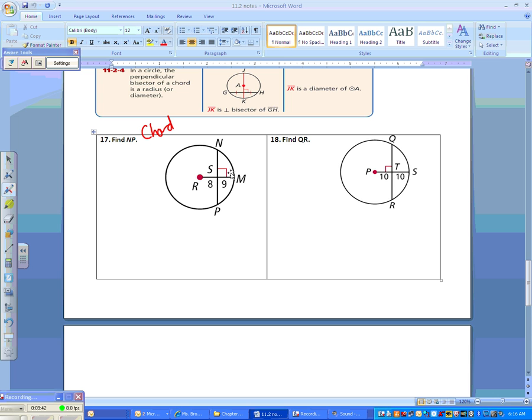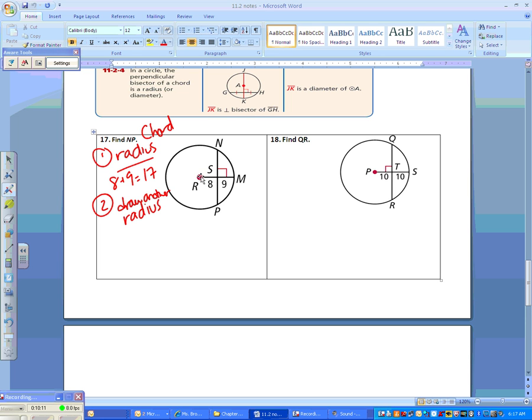If you notice RM, that's the radius. So the first thing you want to look for, if you can, is to find out how long the radius is. So I know that this part's 8 and this part's 9, so 8 plus 9 is 17. So the radius is 17. That's important. The second thing I want you to do is, again, we're trying to figure out how long this chord is, so draw another radius, because we know that all radii in one circle are going to be congruent.